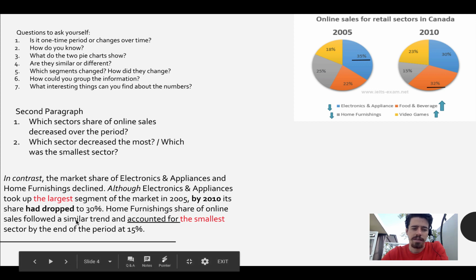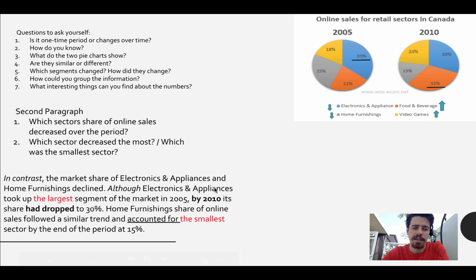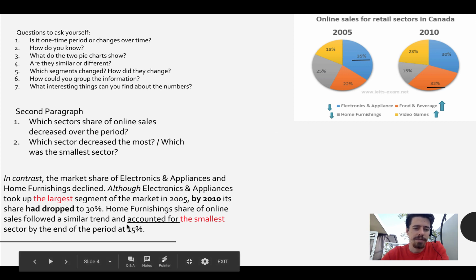Okay, so again, "followed a similar trend" is a useful phrase. A similar trend. A similar trend to what? A similar trend to electronics and appliances. So electronics and appliances dropped, and say home furnishing, the market share of home furnishings or the online sales also dropped for home furnishings. Okay, "accounted for the smaller sector." So we've got the smaller sector. So 15% is lower than all of the rest.